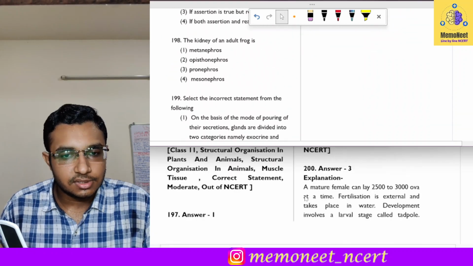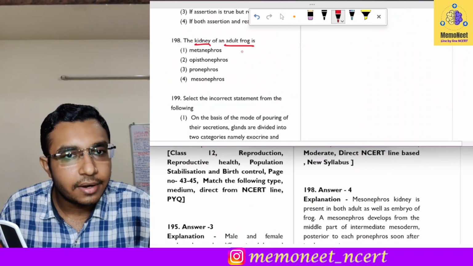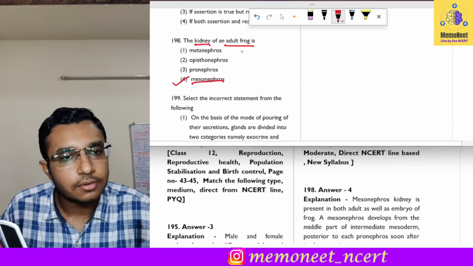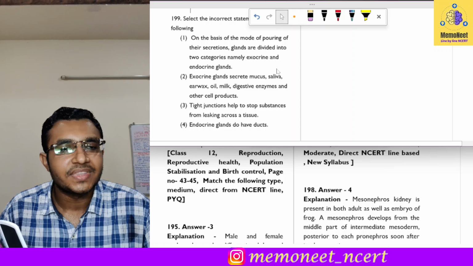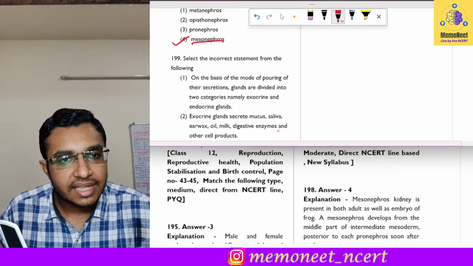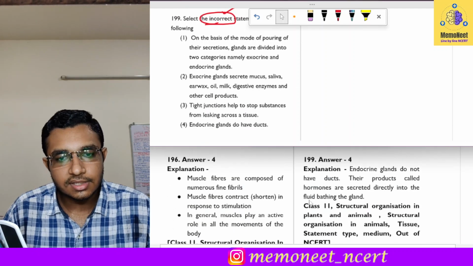The next question is question number 198. It states that the kidney of an adult frog is what? So the kidney of adult frog is of mesonephros type, and therefore the correct answer of this question will be option 4. Next is question number 199. In this question we have to select the incorrect statement from the following 4 statements. So let us see the statements one by one.